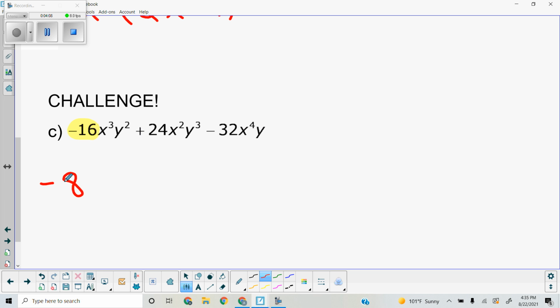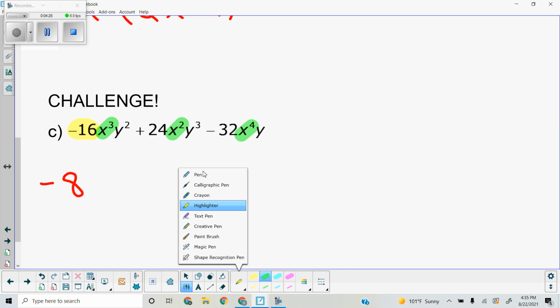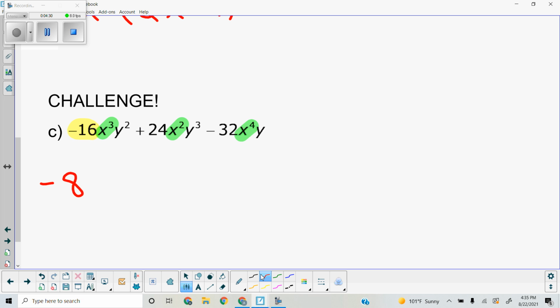Now, when we look at our variables, we have for our x's, x cubed, x squared, and x to the 4th. Since they each have an x, we can factor out an x. Now for our exponent, we're going to factor out the smallest exponent, which is that 2.